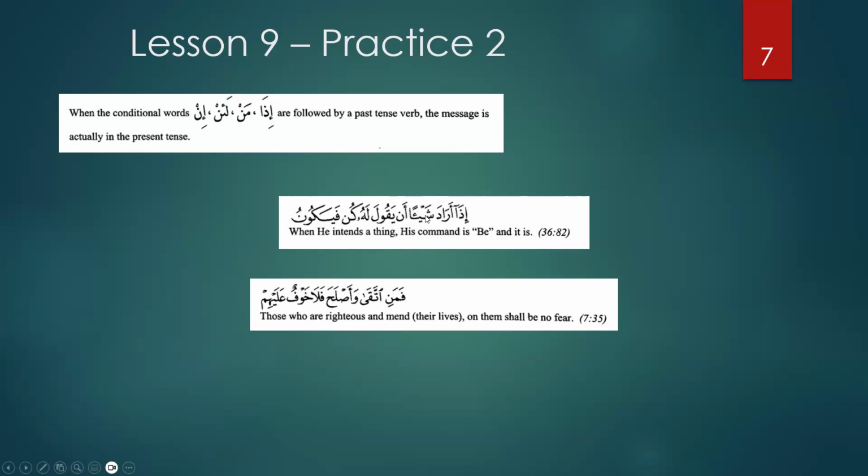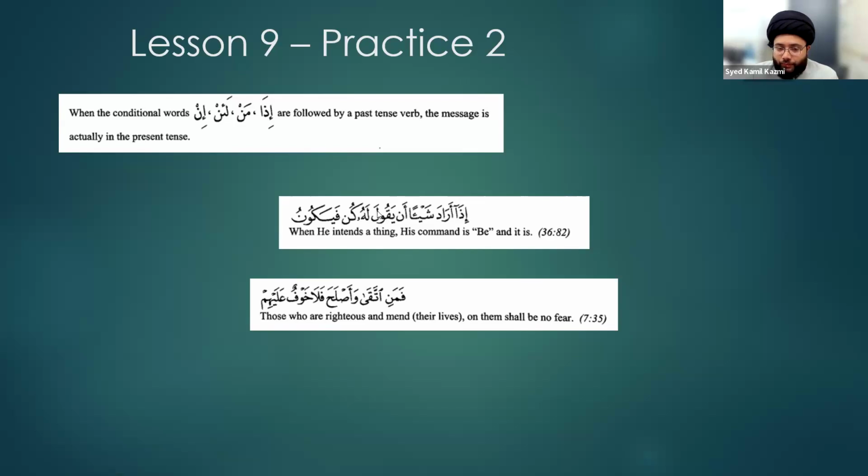إذا أراد شيئا, when he intends a thing, أن يقول. Why is there a fatha on the يقول? What's happening with يقول? You guys should be able to tell me this now. The original should be يقول. We've studied in the past, because an is a subjunctive controller, so it changes the yaqulu to the yaqula. Ahsant. Very good. The an is causing an action here.